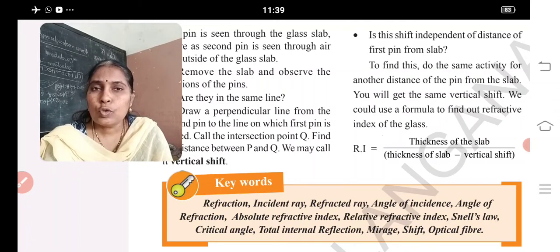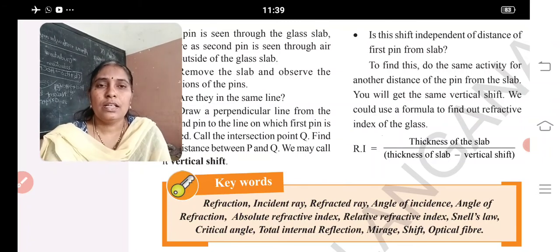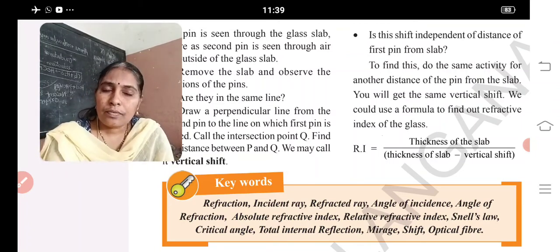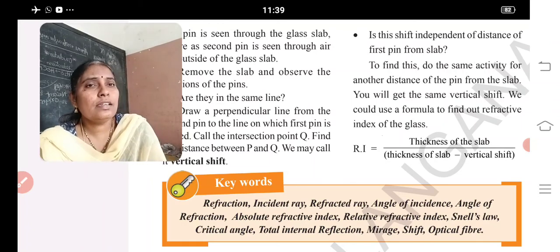Remove the glass slab, join those points with respect to the normal. The distance between the two parallel rays is said to be the lateral shift. The perpendicular distance between 2 points P and Q is said to be the vertical shift. And how will we find the refractive index? Thickness of the glass slab divided by thickness of the glass slab minus vertical shift.